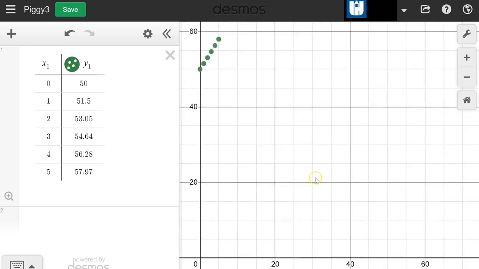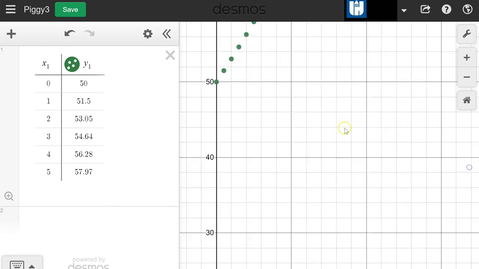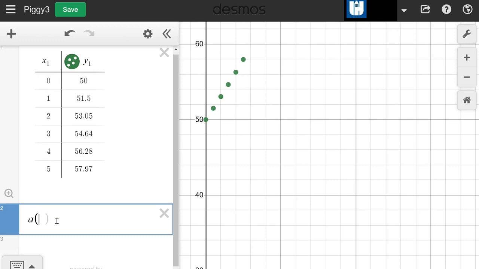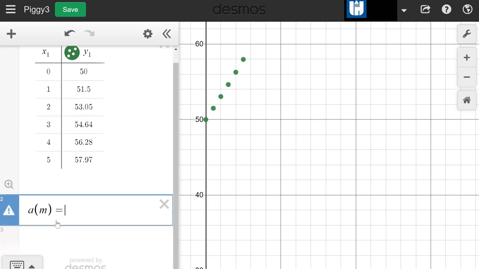Or they wouldn't make sense in this context. So again, the question is, do we want to connect these points or not? And because the account interest occurs at set times each month, we wouldn't want to connect these points, and this is a discontinuous function. And we can write an explicit rule for this function.